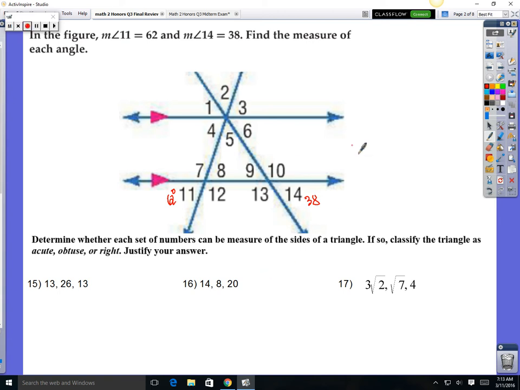Alright, now I've got to find all the others. And these two lines are parallel. So if that's 62, I know 8 is also 62, because those are vertical angles. And then I can find 7 and 12, because 7 and 12 are going to be supplementary to 62. So it's going to be 180 minus 62, and that is 7 is 118, 12 is 118.